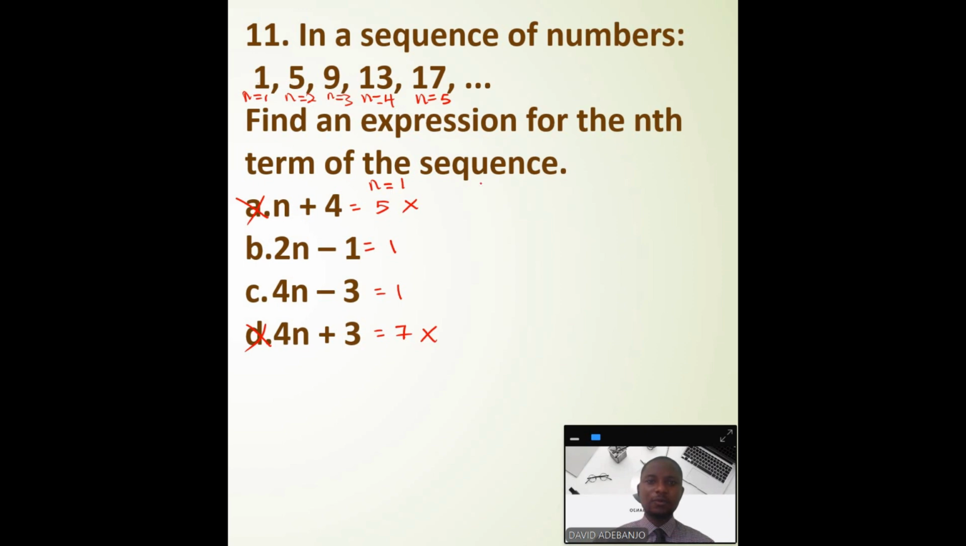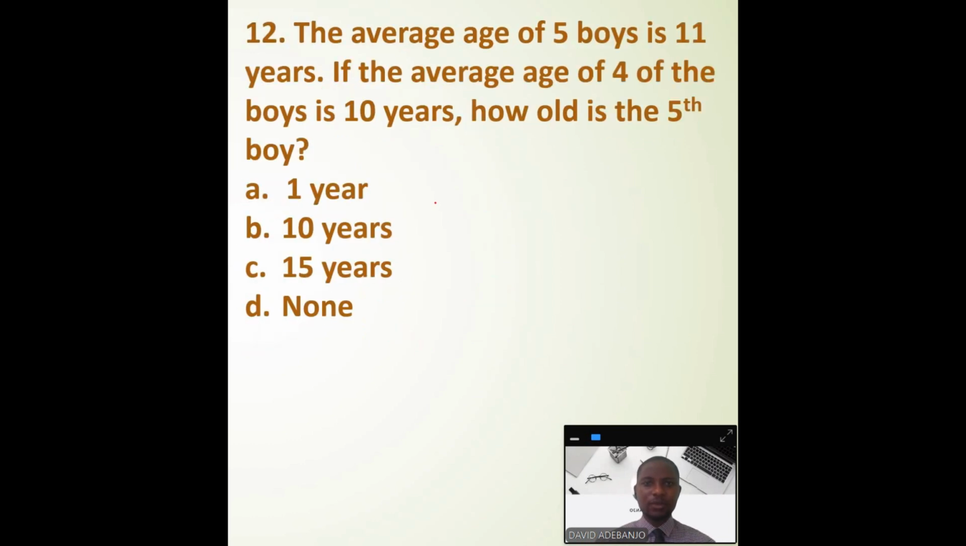So try for when n equal to 2. So when n is equal to 2, for the second, which is option B, you have 2 times 2, 4, minus 1, you have 3, which doesn't give us 5 because we're looking for the one that will give us 5. So option B is out. So we know it's C, but let's just try for fun. When n is 2, 4 times 2, that's 8 minus 3, that's 5. So C is the right answer. Moving on to question 12.